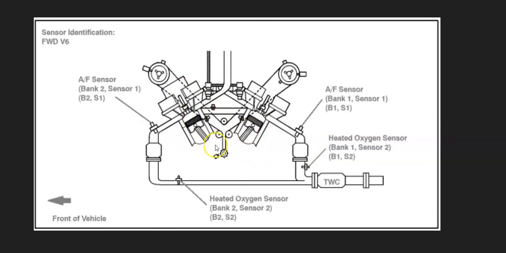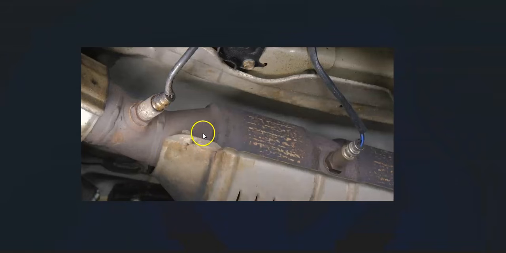It makes it easier. For example, this is a 2007 Camry with 3.5 liter V6, and as you can see right here, bank 2 sensor 1 is going to be right here, and it's going to be before the catalytic converter. And sensor 1 is going to be called the upstream oxygen sensor. It's going to be located before the catalytic converter, and sensor 2 is going to be located after the catalytic converter, and it's going to be called the downstream oxygen sensor.